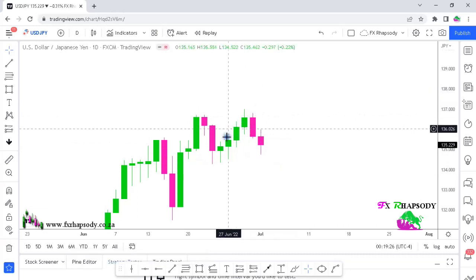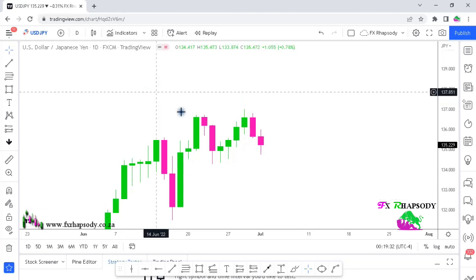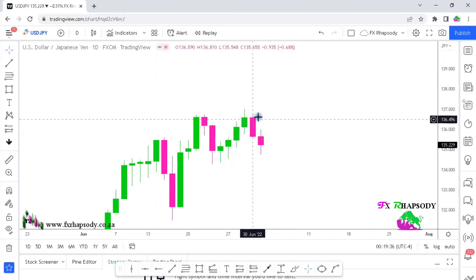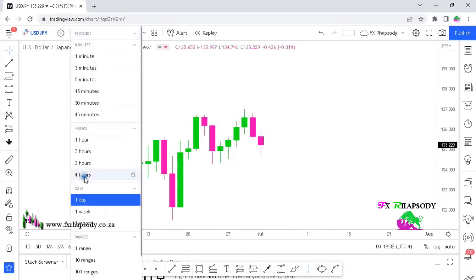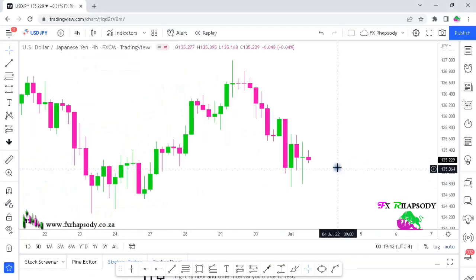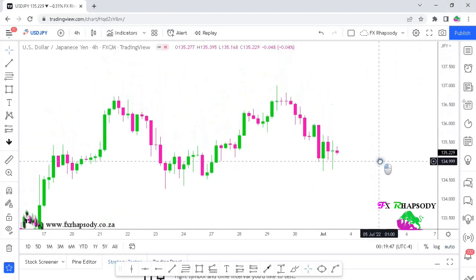If we look at the Japanese yen on the COT reports, the Japanese yen is getting stronger. So you see these pushes in the market. You can also see these bullish candles getting shorter, so there might be some turn in the market. So that's the daily. Now the 4-hour time frame, zooming out a little bit more, so I can show you exactly what we were talking about.